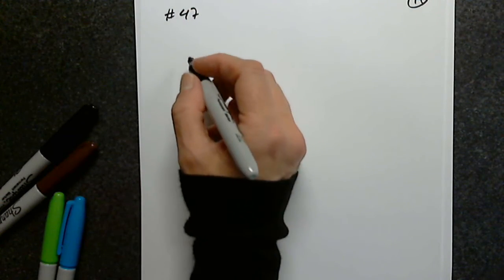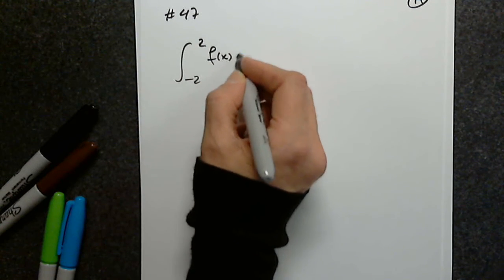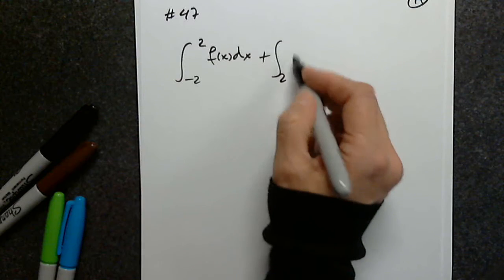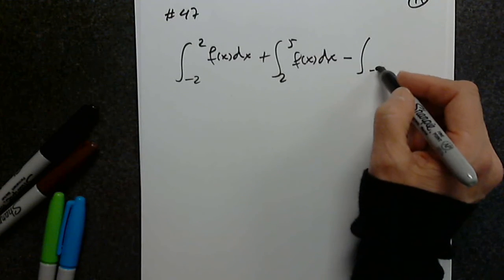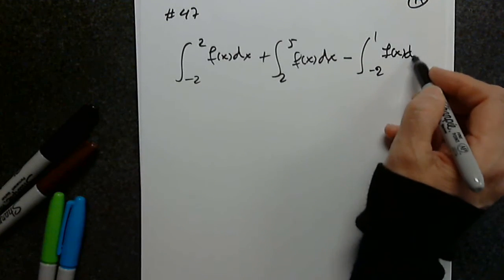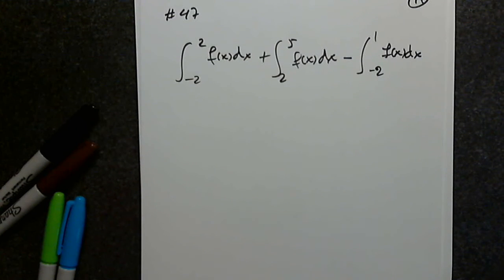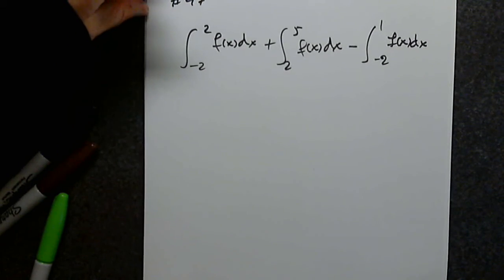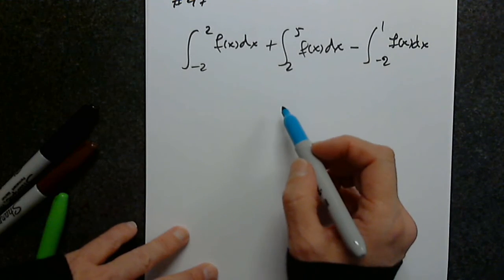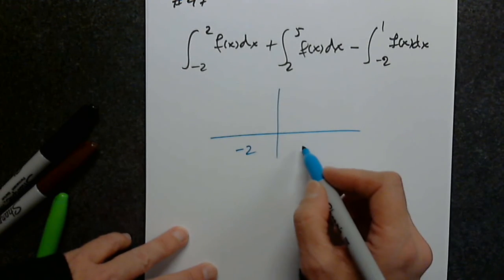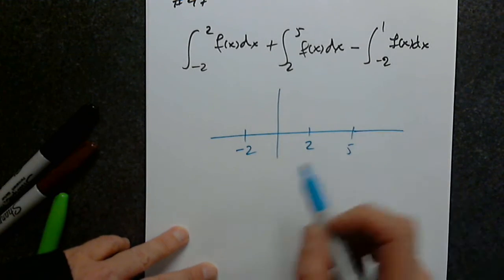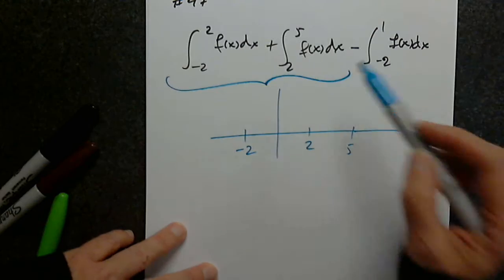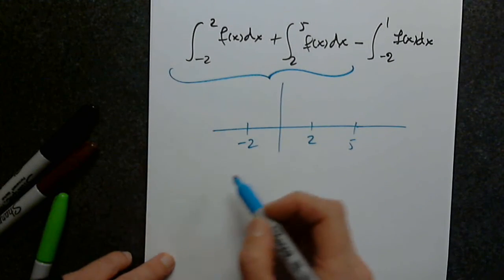We have the integral from negative 2 to 2 of f of x dx. And we have plus the integral from 2 to 5 of f of x dx. And minus the integral from negative 2 to 1 of f of x dx. They want us to write this using one integral symbol. So let's take a look at what we have. Between negative 2 and 2, between 2 and 5, these are all added. So how will you change this? Just the first two. What will you write for the first two?